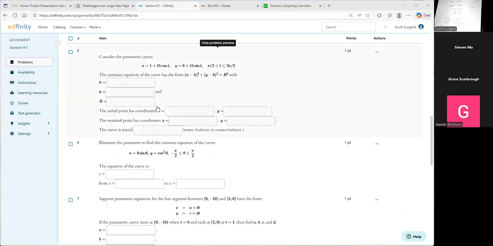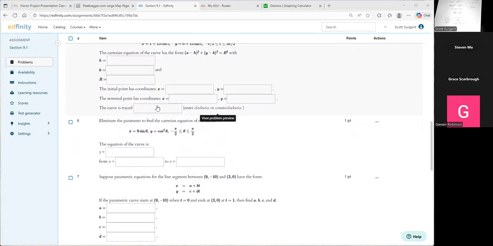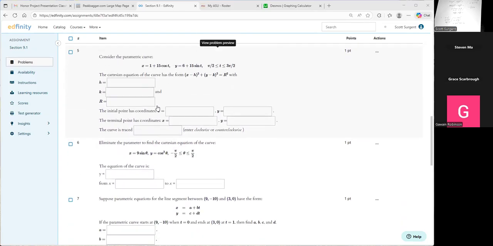I know I'm going kind of quick here. Any questions on 5, 6, or 7? Do you have a preference on these three? Anybody can jump in.